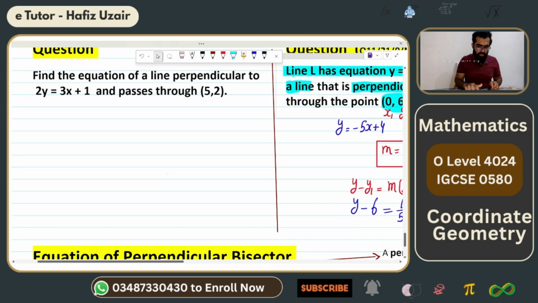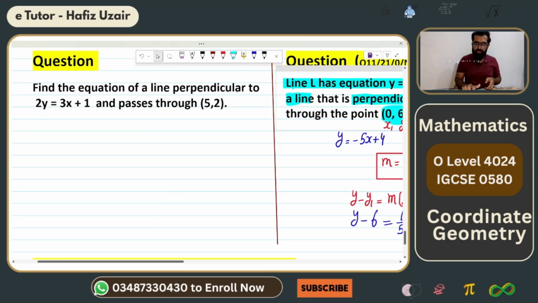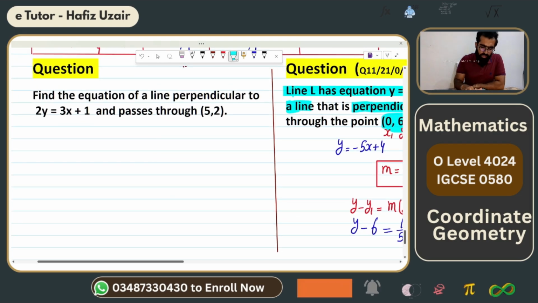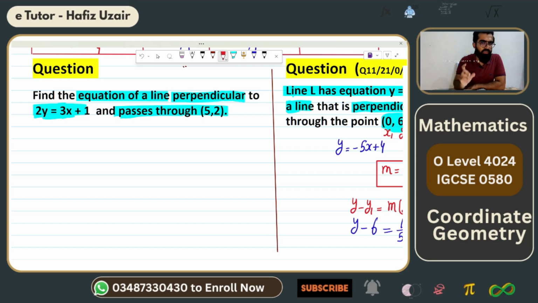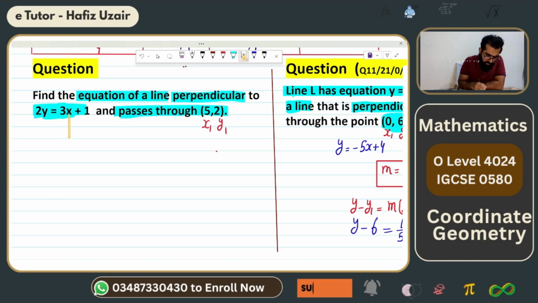Now we have one more question over here. It's a very similar question. Find the equation of the line perpendicular to 2y equals 3x plus 1. We don't have a y-intercept and we don't have a graph, so we need to find the equation of the line that is passing through (5, 2). So this is x1 and this is y1.